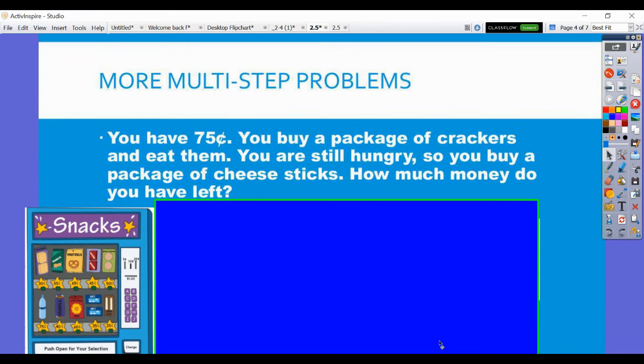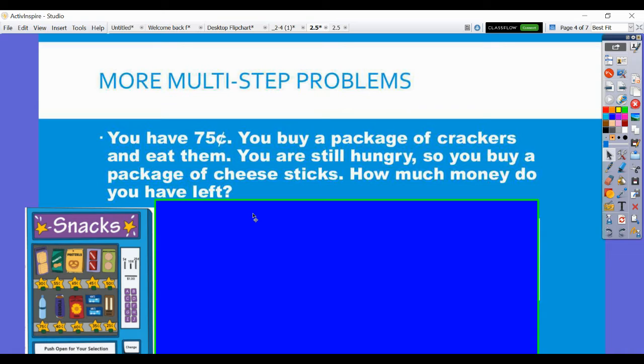And just in case you didn't get enough practice with the vending machine, here are more multi-step problems. You have 75 cents. You buy a package of crackers and eat them. You are still hungry, so you buy a package of cheese sticks. How much money do you have left?